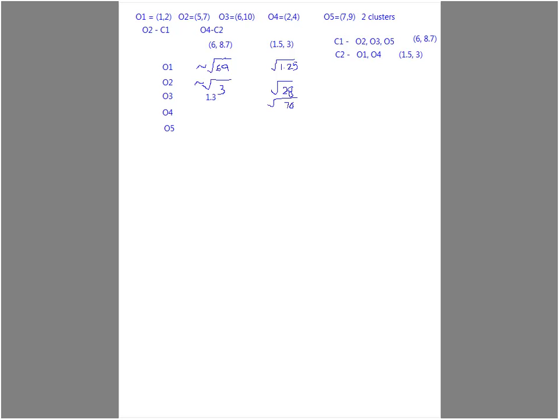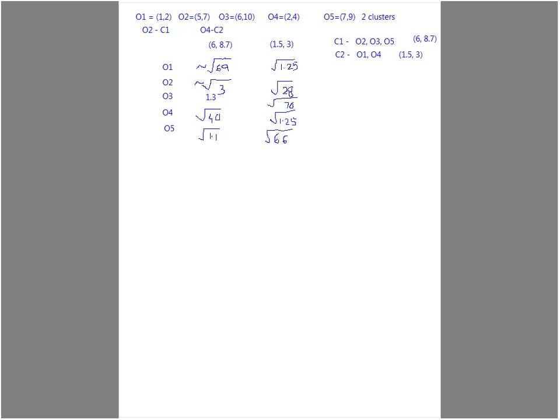Then O4, this is 4, and so this will be approximately root 40. Then this one 0.5 and 1. This is 7, 9, so this is 1, and this is approximately 1.1. This is 5.5 and 6. This is again approximately root 66. I'm not using a calculator, so I'm putting approximate numbers.